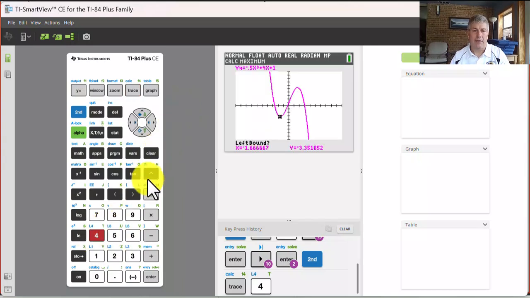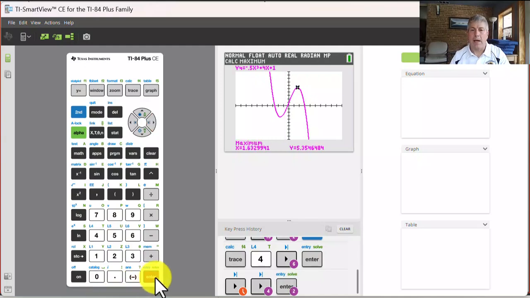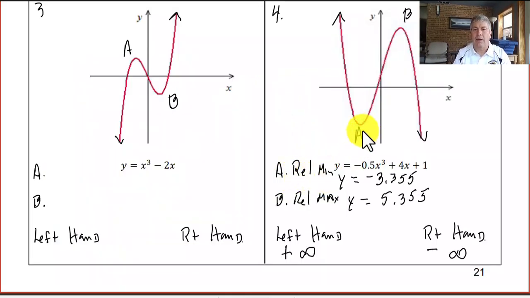And then we'll zip over and do our relative maximum, our left-hand bound, and our right-hand bound. And our maximum is at a y value of 5.355 and an x value of about 1.633. Fill in our answers. A is a relative minimum at a y value of negative 3.355, and B is a relative max of y equals 5.355. And our left-hand behavior goes to positive infinity. Our right-hand behavior goes to negative infinity.